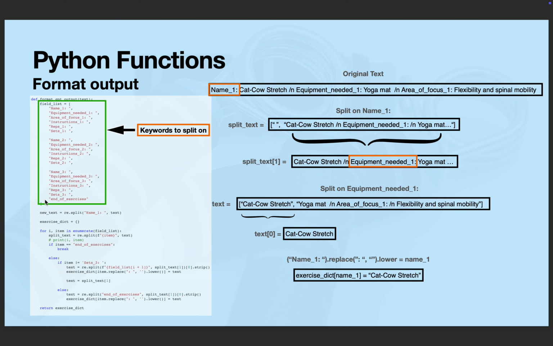I have those same keywords as a list, and I iterate through the list, splitting on each one and taking the string that comes after the keyword but before the next keyword. So I know that after name 1 is the name, and up until equipment needed 1, that is the name for exercise 1. And then after equipment needed 1, but before area of focus, that is the string that represents the equipment needed for exercise 1. And I cycle through all of the keywords to get those variables and then strip off any extra white spaces or punctuation.